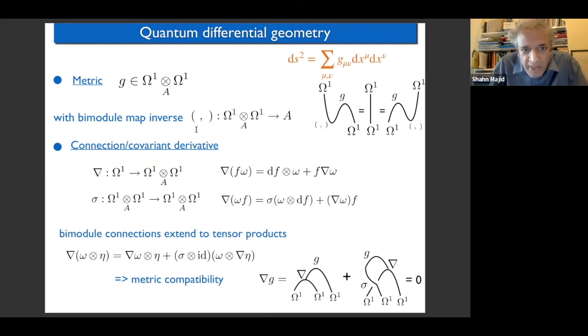And there should be an inverse map the other way. So that's a map like this, and obeying these axioms. These are actually the same axioms I had on my first slide. It says that Omega 1 is rigid in the monoidal category of A-A bimodules.